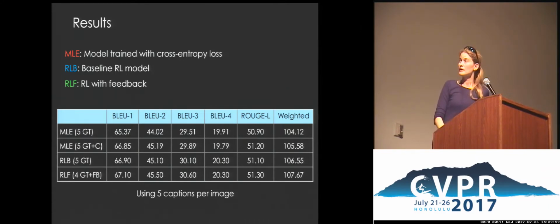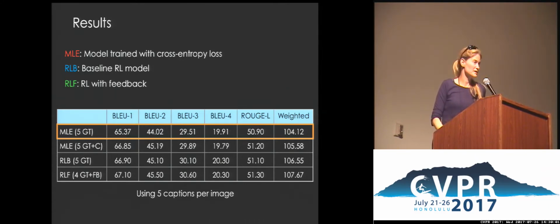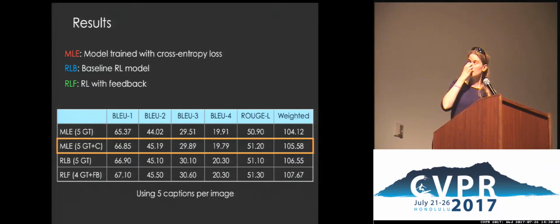So the first line is just the normal maximum likelihood trained model. So it's got some result. And this is the interesting part. If you add to whatever data it was seeing, on this subset of images, additionally corrected captions, which we get from this annotation, you actually improve by quite a lot. I mean, 1 point.